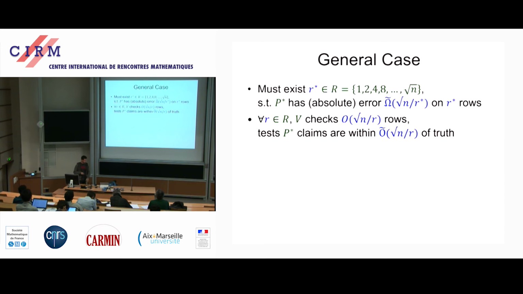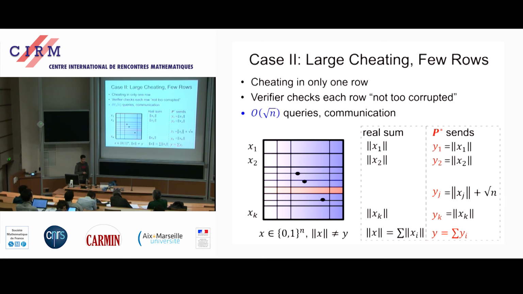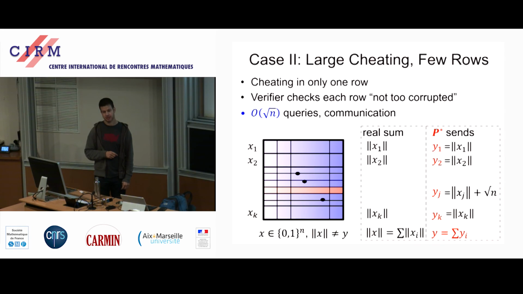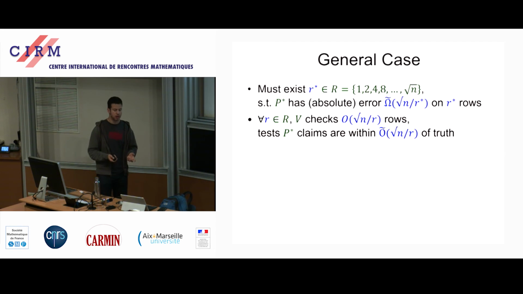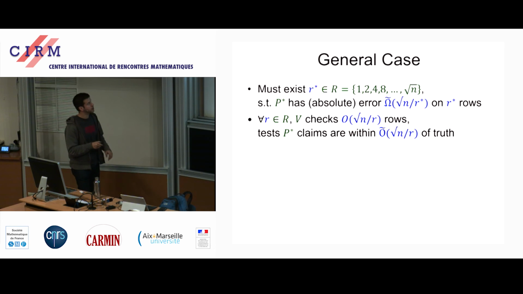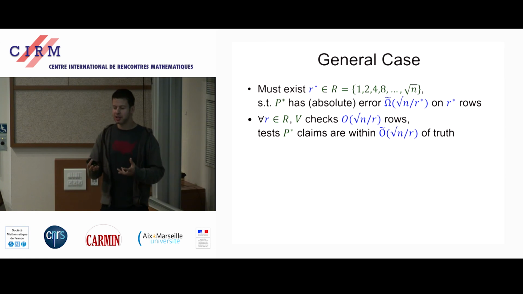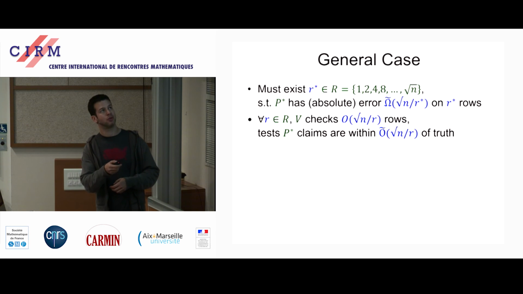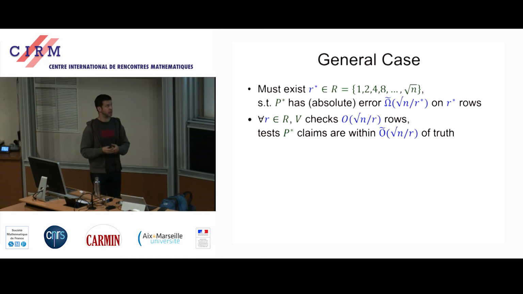So you say that we just probabilistically check all the rows, and seriously check one? Yes. So we do a light probabilistic check on all the rows, and then we pick one or a few at random and do a heavy check on them. And in general, using this usual trick, there must be some value for which the prover is cheating by at least root n over r on at least r rows in order to get a total root n cheating.